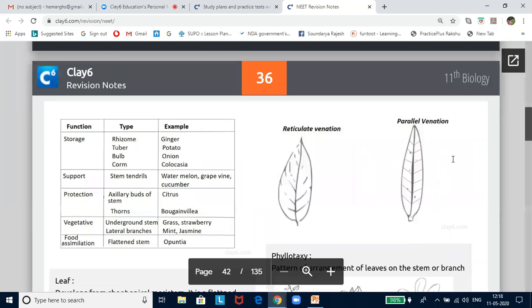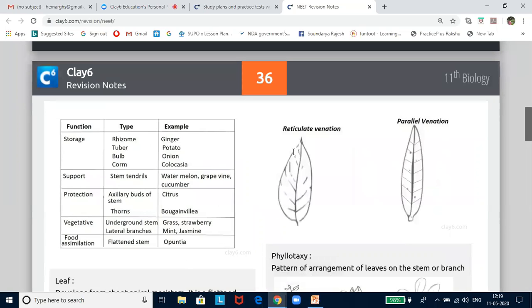The two types of venation are reticulate venation and parallel venation. In reticulate venation, you will find a midrib, and from the midrib you find veins coming out, and this is known as reticulate venation. If you look at a dicot plant, you will be able to identify it very easily, because most dicot plants have reticulate venation.